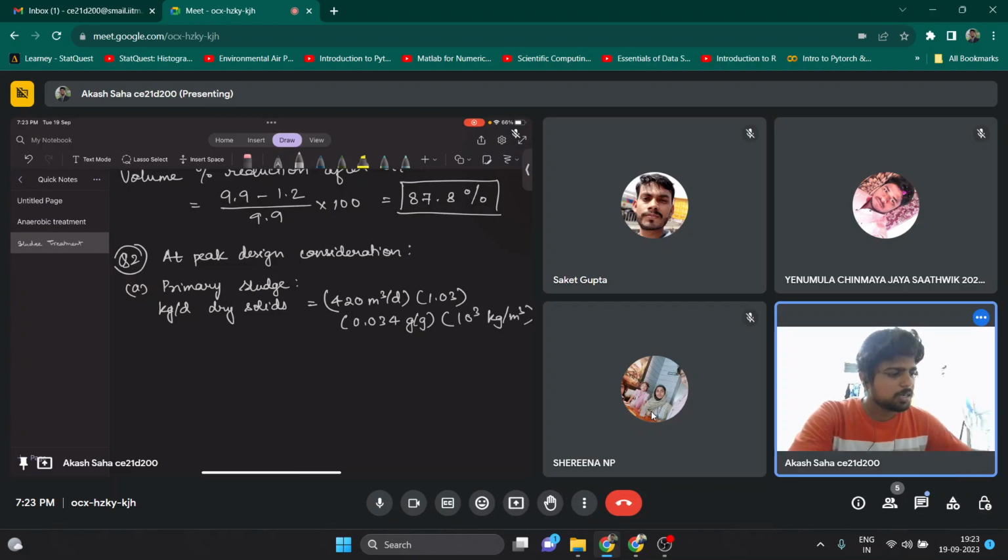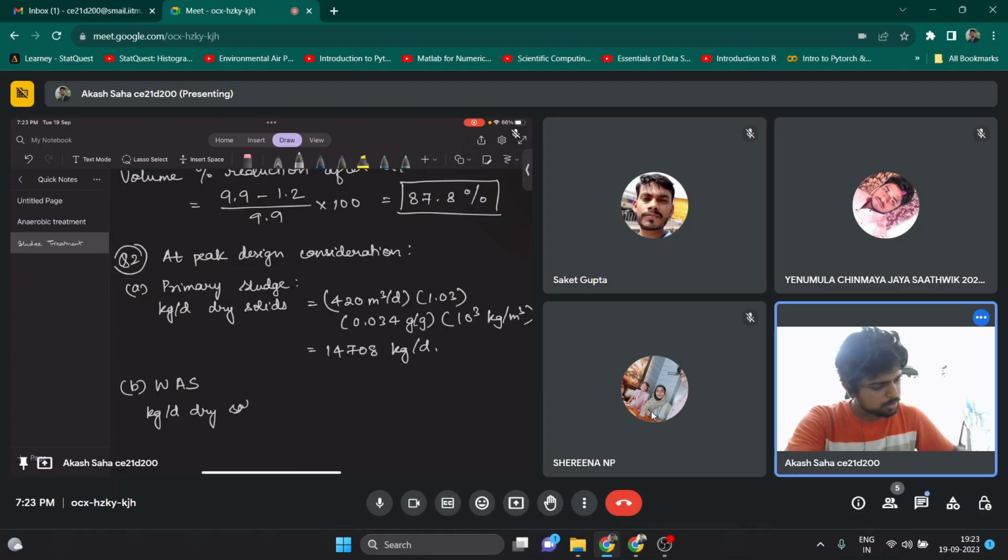So this will give my dry solids of primary sludge per day in kg per day. It will be 14780 kg per day. Similarly, for my waste activated sludge, I am writing it as WAS, kg per day dry solids. My flow rate again will be 2500 meter cube per day into 1.005, which is the specific gravity, into the solid content, 0.0023, into density. So it will be equal to 5779 kg per day.